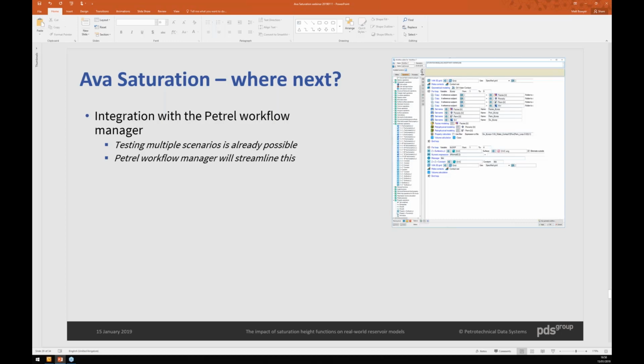So integration with a Petrel workflow manager is key. You can basically write a workflow and test different scenarios that you want to run. So if you want to see all 3 methods or 4 methods or whatever in comparison in terms of volume calculations, we can do that by running that through the Petrel workflow manager.